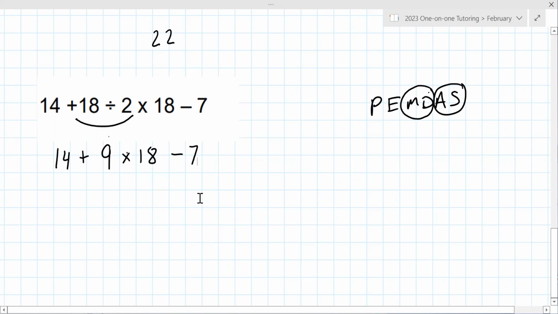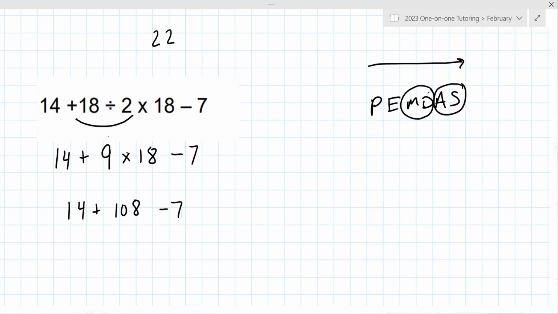So again, order of operations, which do we do first? Addition, multiplication, or subtraction? Let's do the multiplication next. Okay. All right, so I'll help here. 9 times 18 is 108. All right, why don't you finish this off for us, please, and give me the correct answer.